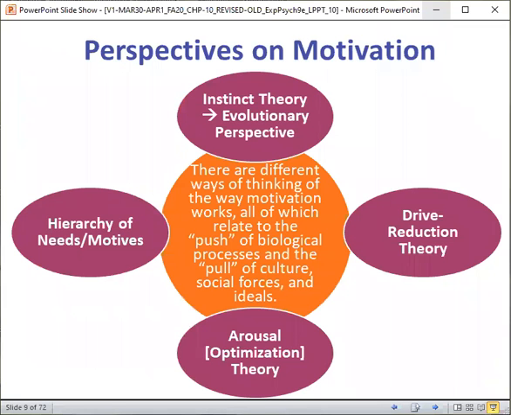Now, looking at several perspectives of motivation, there are different ways of thinking about the way motivation works, all of which relate to the push of biological processes and the pull of cultural and social forces and ideals that motivate us, energize us, and direct us towards certain things. So we'll be looking at instinct theory, which is also an evolutionary perspective. We'll look at drive reduction theory, arousal optimization theory, and then, of course, the hierarchy of needs that sort of describe to us what goes on as we become motivated to perform certain acts or behaviors.